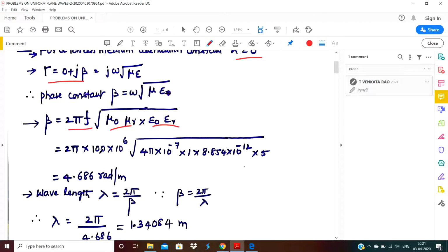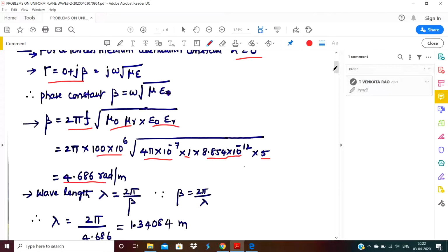Frequency is given as 100 megahertz, that is 100 into 10 power 6. Mu naught is the absolute permeability, 4 pi into 10 power minus 7. Relative permeability is 1. Then the absolute permittivity is 8.854 into 10 power minus 12 farads per meter. Relative permittivity is 5, already given. By simplifying this calculation, phase constant beta equals 4.686 radians per meter.